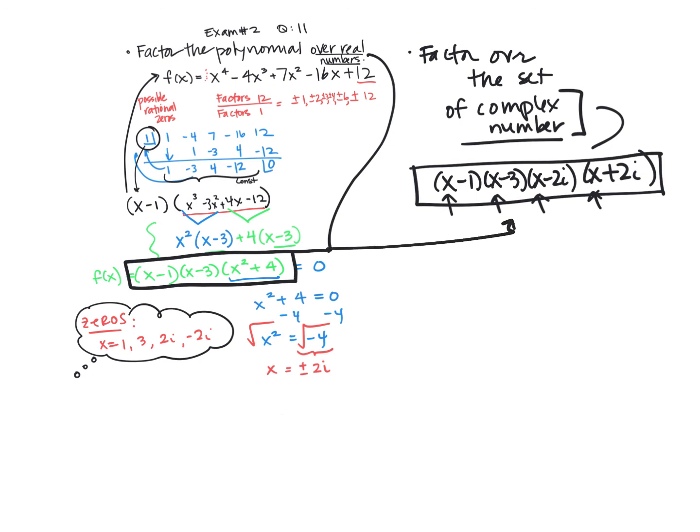So for the first question, over real numbers, it would be x minus 1, x minus 3 times x squared plus 4. Over the complex numbers, it's saying go all the way to those linear factors, and that's when we define those two imaginary solutions. So hope that helps.